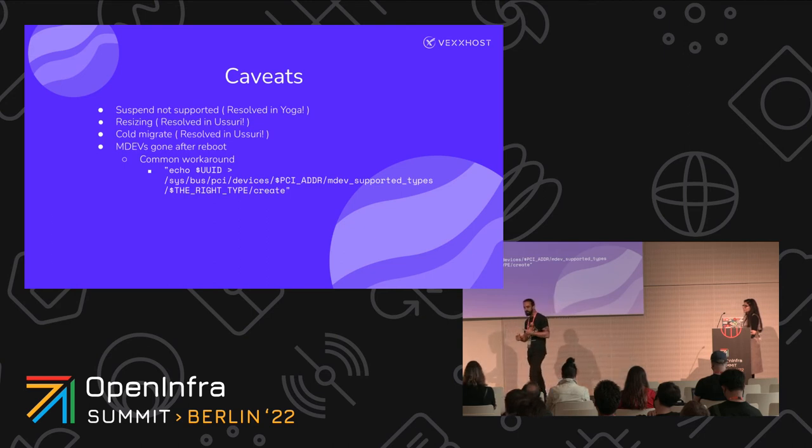So what happens is, among the discussions that we have in the community, one of the most common workarounds is that we iterate over the domains that we have in the host, grab the mdev from the libvirt XML file, and tell sysfs to recreate the mdev devices with the PCI address and the NVIDIA profile that we are using.